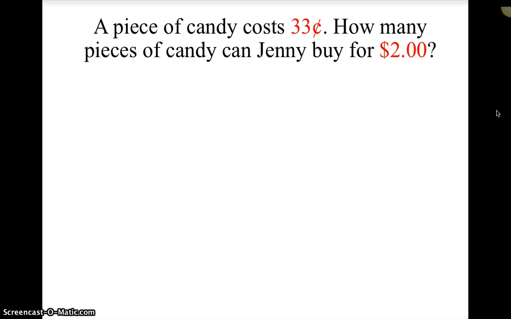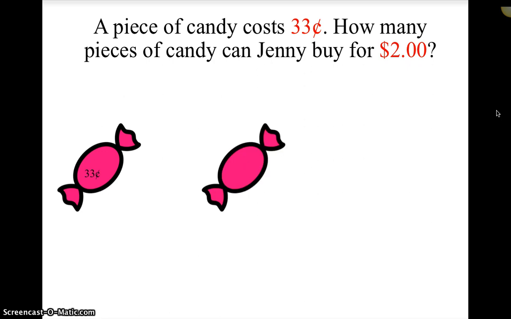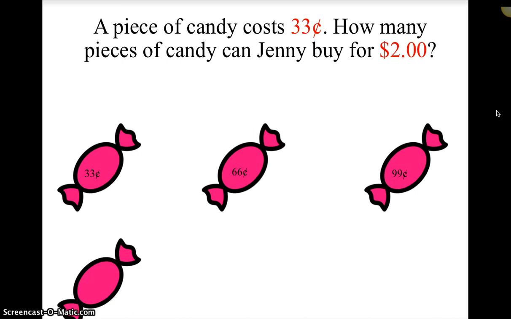Now let's move on to our second problem. A piece of candy costs 33 cents. How many pieces of candy can Jenny buy for $2? So we see our first piece of candy equals 33 cents. If we add another piece of candy, our total would be 66 cents. Continuing on, adding a third piece of candy, we come to a total of 99 cents.